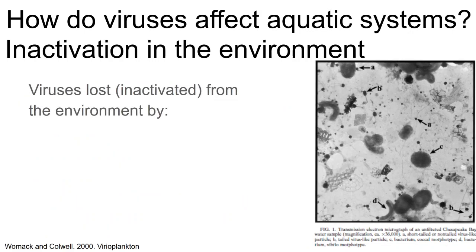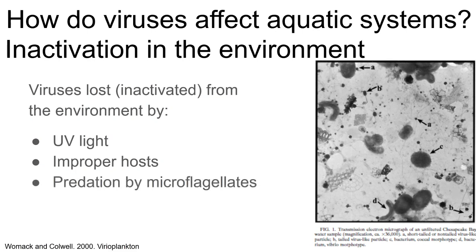So viruses can be lost from that pool of virions in the environment through a couple of mechanisms. UV light can break them down, right? It can disrupt their structure such that they can't infect new cells. The presence of improper hosts might affect that encounter rate enough that those viruses don't get a chance to infect the appropriate host before they're deactivated. And viruses might be eaten up by some of the other organisms that are living in that environment if they're small enough to handle the virus and take it in.